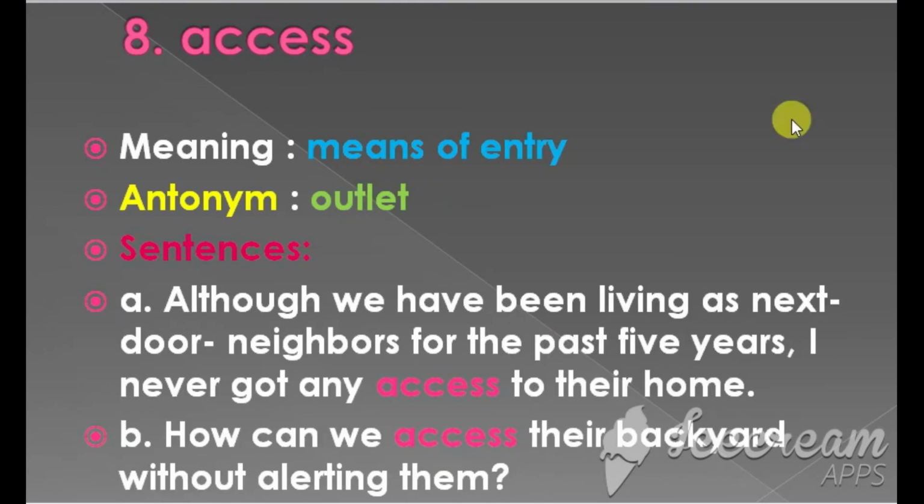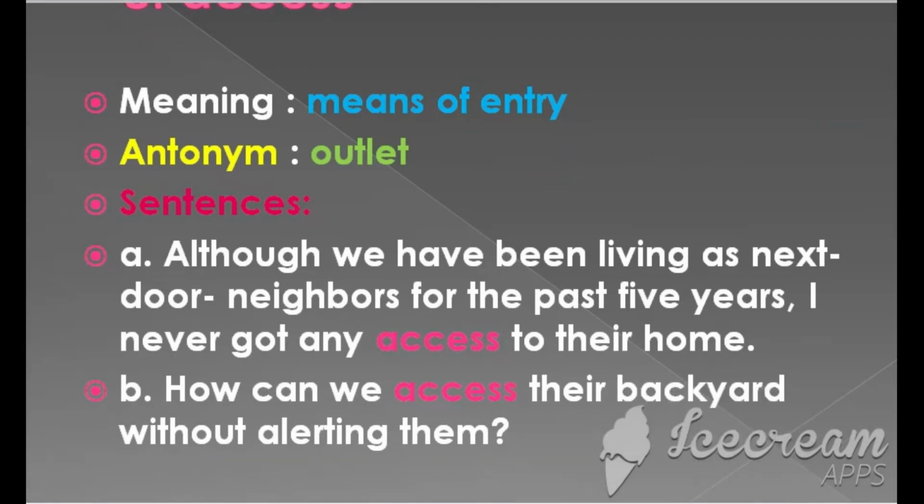Word number 8, access. It means means of entry. The opposite is outlet. So the first sentence, although we have been living as next door neighbors for the past 5 years, I never got any access to their home. Sentence number 2, how can we access their backyard without alerting them?